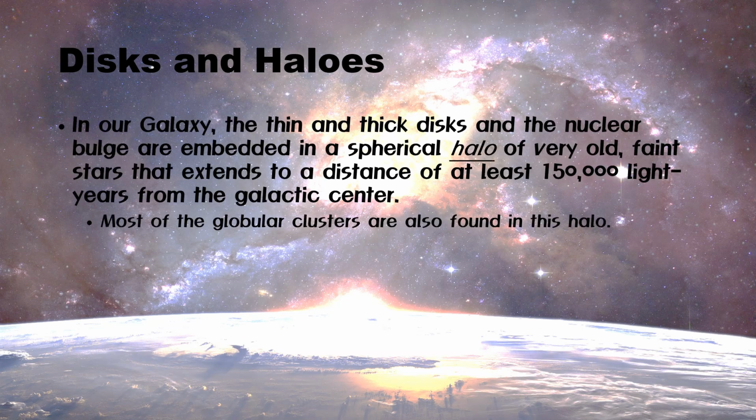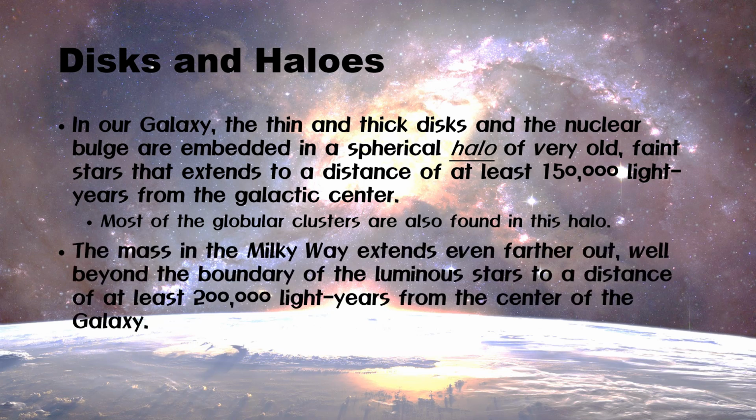Now, in our galaxy, the thin and thick disk and the nuclear bulge are embedded in a spherical halo of very old, faint stars that extends to a distance of at least 150,000 light years from the galactic center. In that halo, of course, is where most of the globular clusters are found.